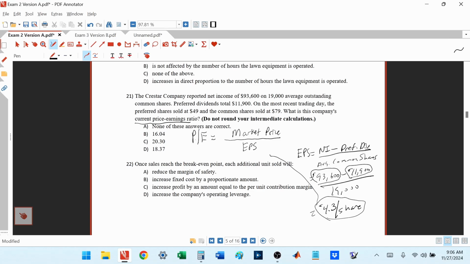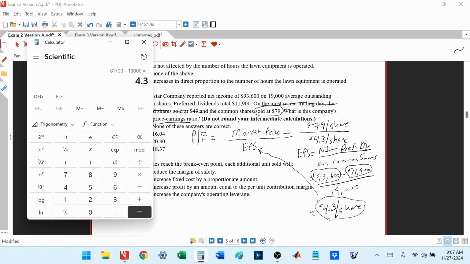Now plug that in right here in the denominator. And in the numerator, put our market price per share for the common shares. That's not relevant. So each share, if somebody were to buy our shares, they would have to pay $79 to get a share. And once they own the share, we would be earning for them $4.30 per share they own. So our company is probably overvalued. So our price to earnings ratio is just 18.37.